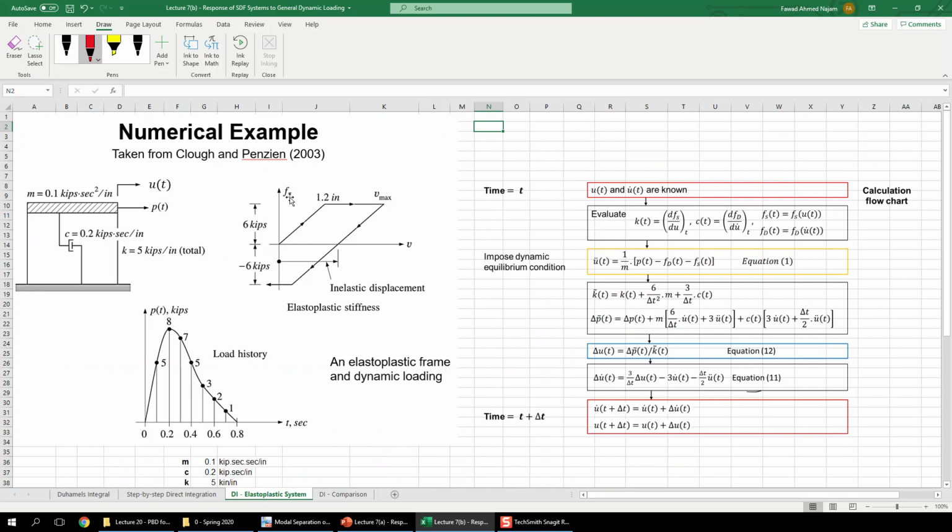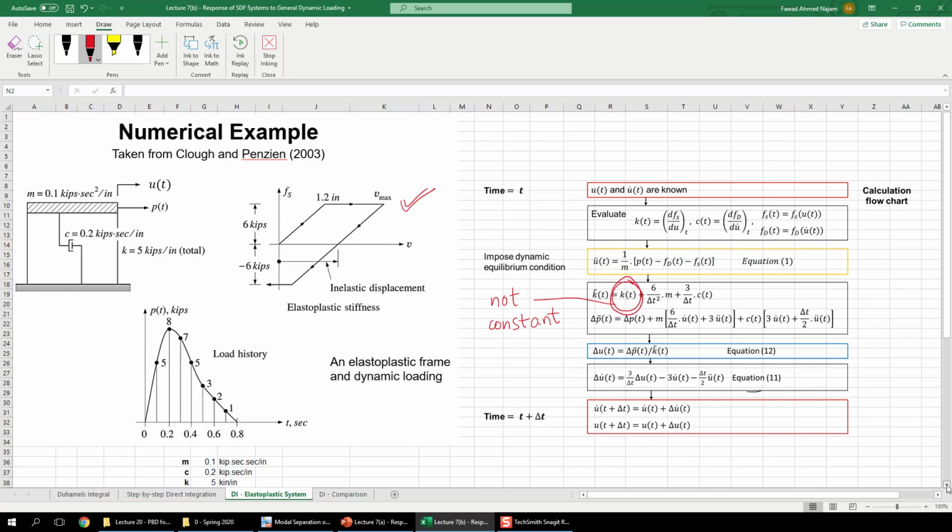Now we are given a relationship between Fs and u, which is elastoplastic in nature. So we will use the same calculations, but now this k of t, which was initially taken as constant, will not remain constant. This k of t is not constant for this case. This is the only change we have to make in our calculations, and then we will be able to get the response for this non-linear elastoplastic system. So let's see that change.